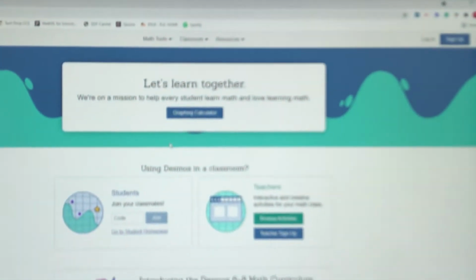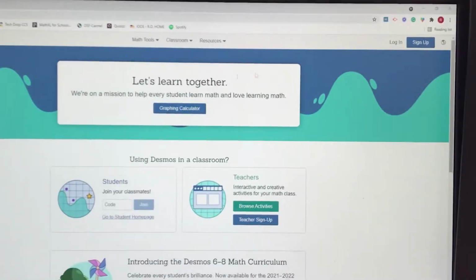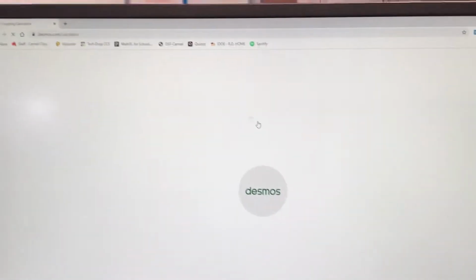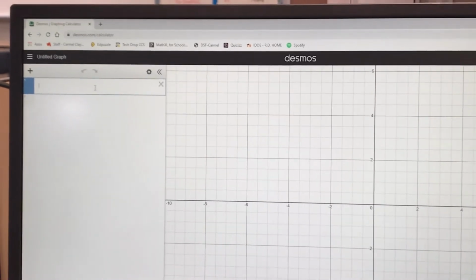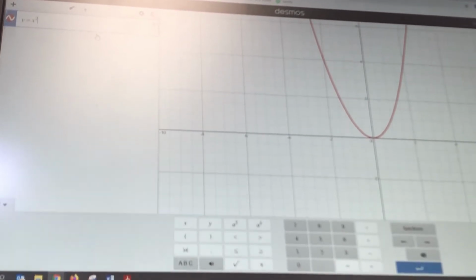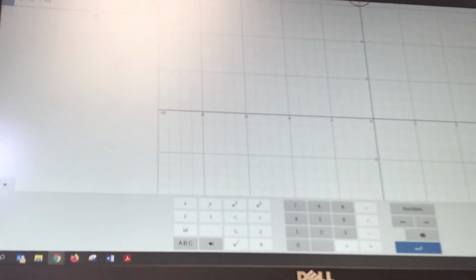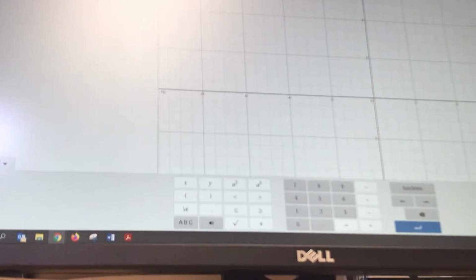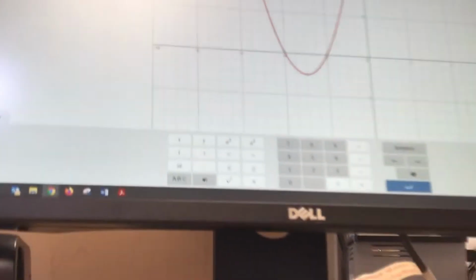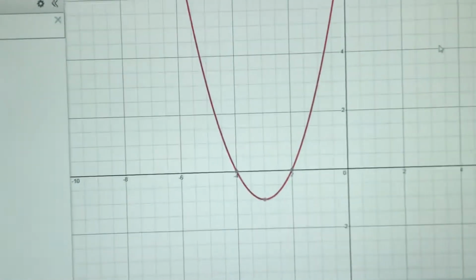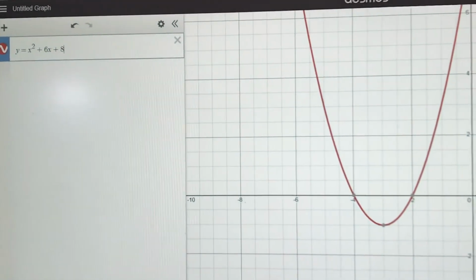I'm going to do my best to show you this with one hand. Okay, so we're going to hit graphing calculator here. Notice I'm on just desmos.com, and I'm going to type my function in here. This is going to be y equals x squared, plus 6x, and then plus 8. I'm going to use the bar here to hit my square. So here's my function, x squared plus 6x plus 8.